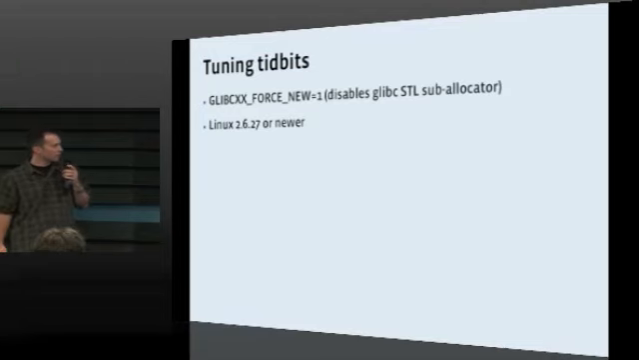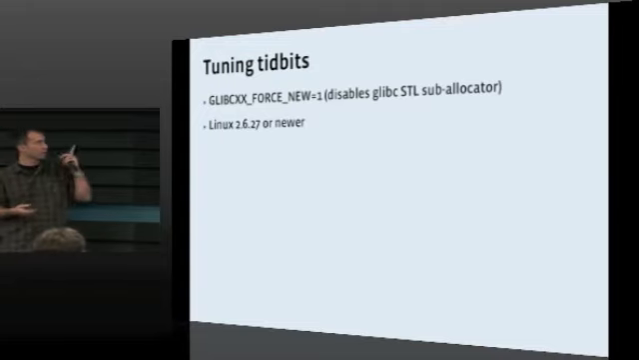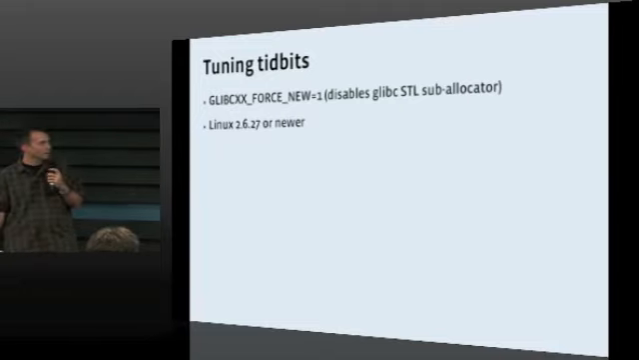Okay, let's get into some benchmarks here. Before we do that, a couple of tuning tidbits. If you're going to try this at home, you're not going to get the same results as me unless you do these things. First off, if you're doing C++ application development, make sure you disable the STL suballocators with this environment variable. I can't think of it in any other terms than as a giant memory leak.